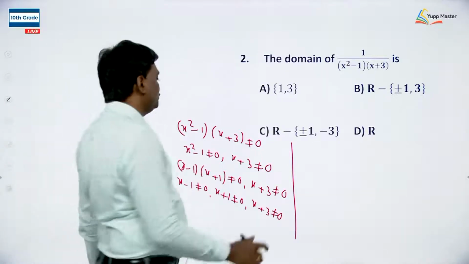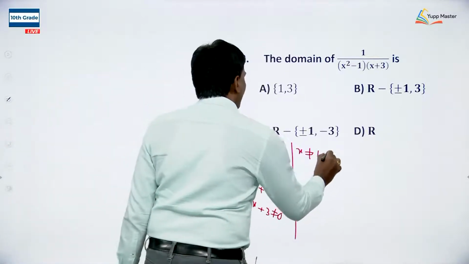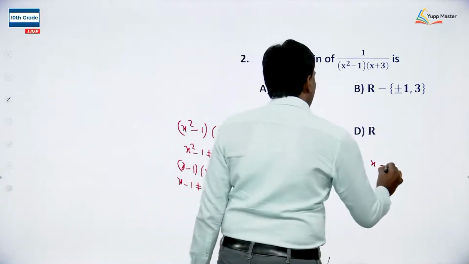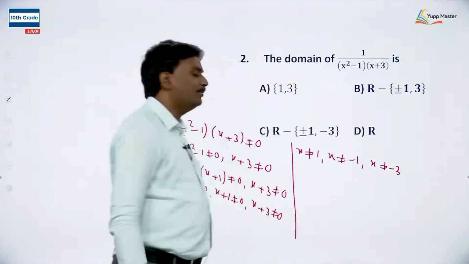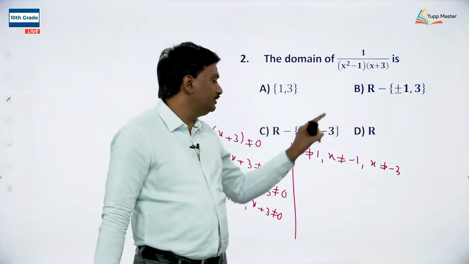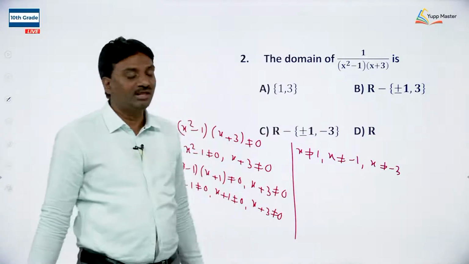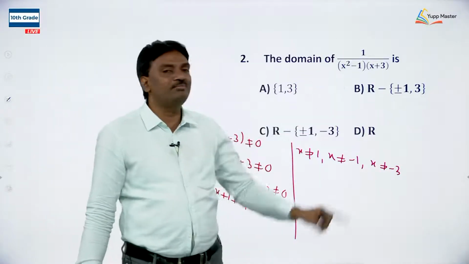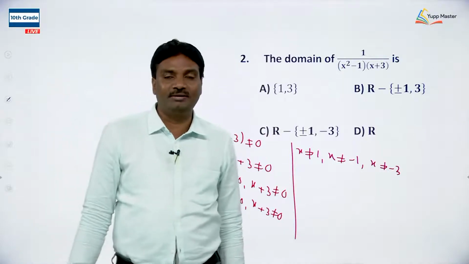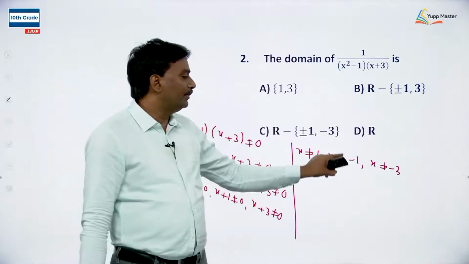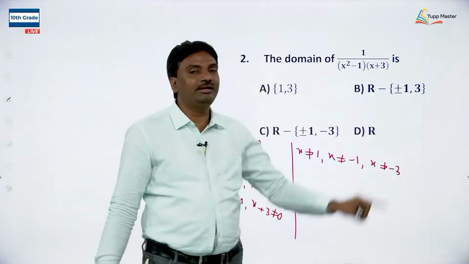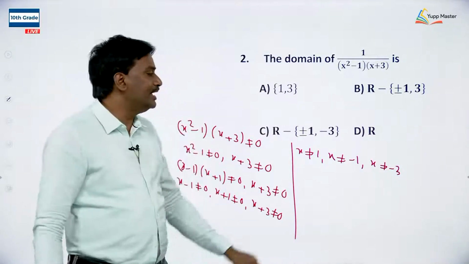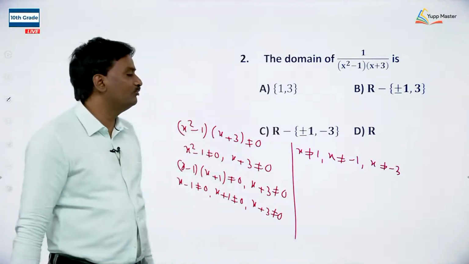If we take minus 1 to this side, x not equal to 1. By taking plus 1 to this side, x not equal to minus 1. If we take 3 to this side, x not equal to minus 3. So in place of x, don't take plus 1 or minus 1 or minus 3. Except these three values, by taking any real number, the function 1 by x square minus 1 into x plus 3 is defined. So you may take any real number other than minus 1, plus 1, minus 3.